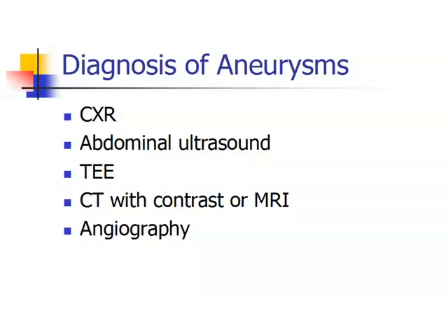Excuse me, aneurysms between 4 and 6 centimeters will be monitored by ultrasound about every 6 months, and they tend to grow at about a half a centimeter per year. So once they get bigger than 5 to 6 centimeters, they're going to need elective surgery for repair.